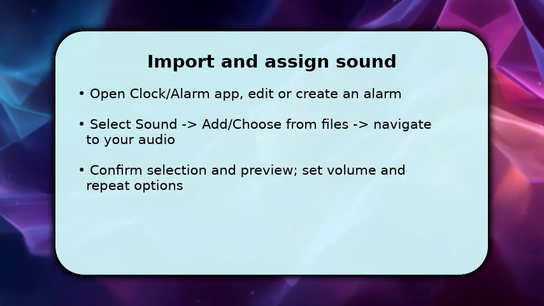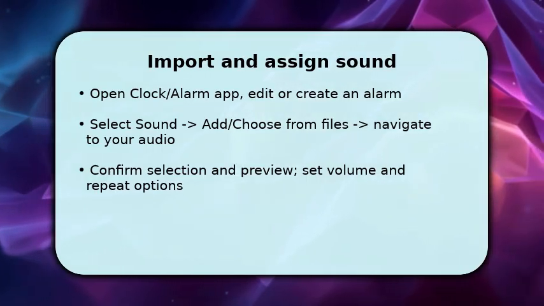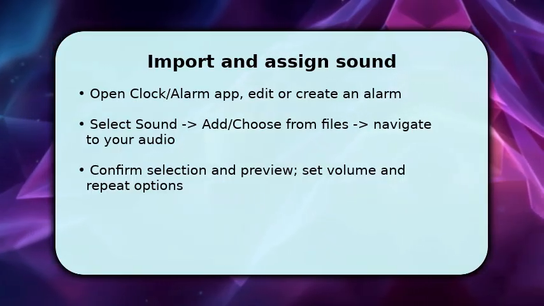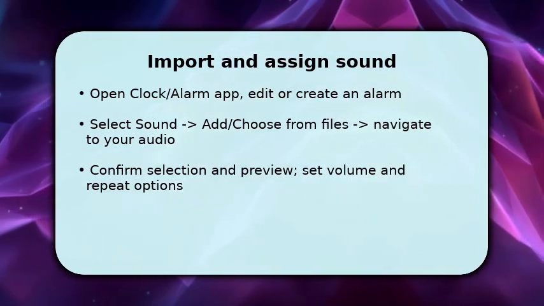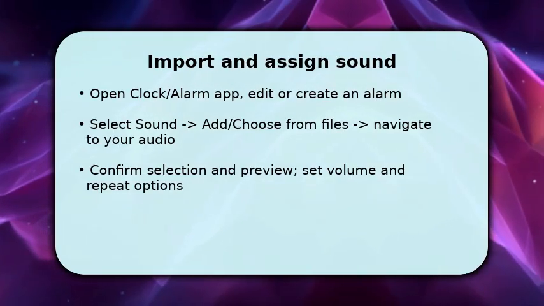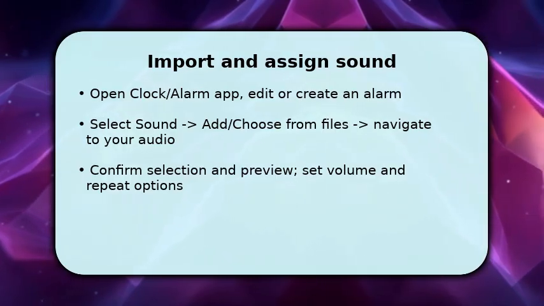Once selected, preview it to confirm the correct cue and adjust alarm volume or media volume if available. Because some systems separate alarm and media volume, make sure the alarm volume is high enough. Finally, save the alarm with your custom sound.